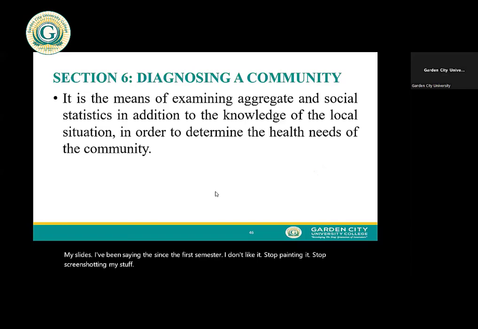So what it means to diagnose the community is that we are examining the aggregate and the social statistics of whatever we are looking at, and then in addition the local situation. What is happening there? If you go and you see something, before you can draw your conclusions, you should be looking at the local situation there. And this will help you to determine the needs of the community.